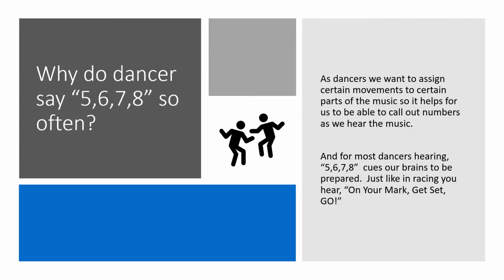So first of all, dancers count music, I think, because that way we can assign a move to a certain part of the music. And then I also put in there that 5, 6, 7, 8 to dancers is about the same thing as on your mark, get set, go.